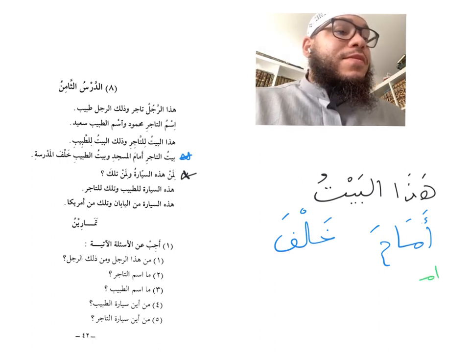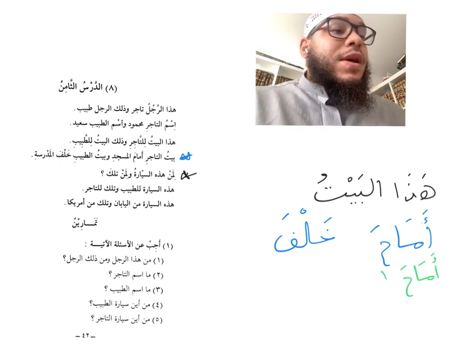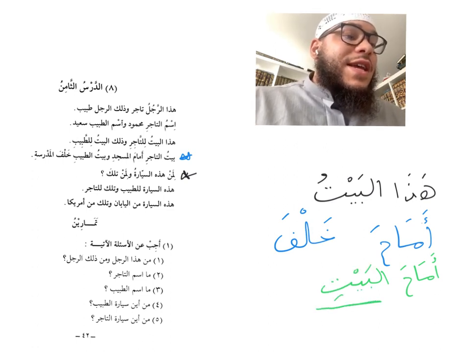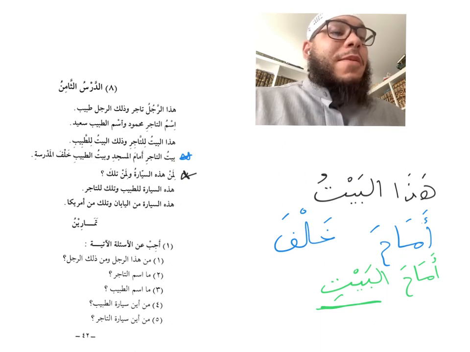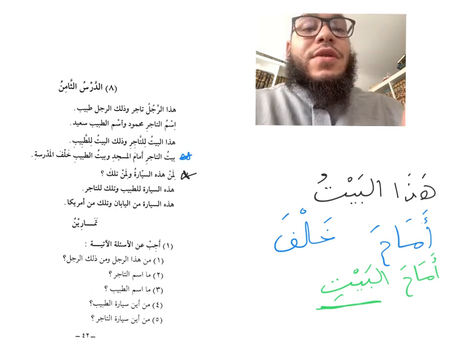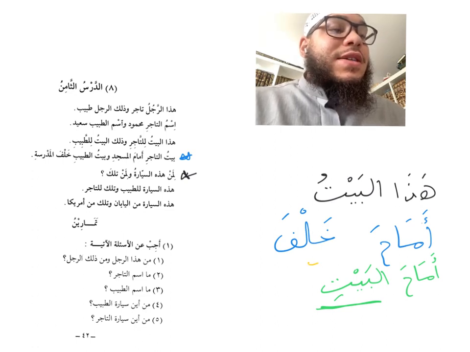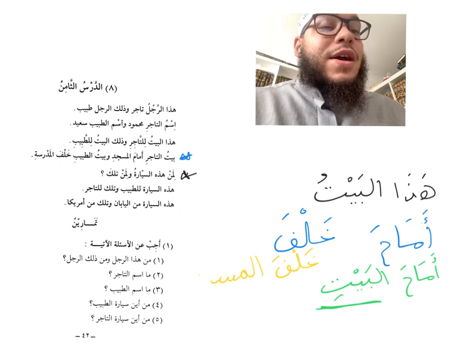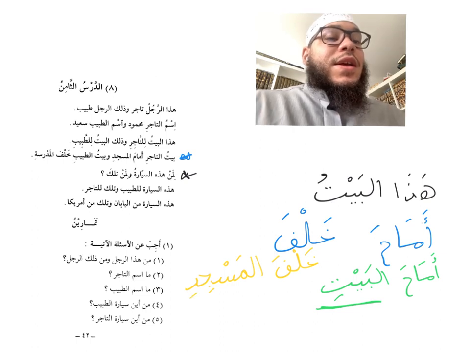So we say Amama al-Bayti. And the noun that comes after it takes kasra. Okay? Amama al-Bayti, like this. In front of the house. Same as khalfa. When we use khalfa, it's also used as a possessive construction. Khalf al-masjidi, the noun that comes after it must take kasra, sorry. Khalf al-masjidi, behind the masjid.